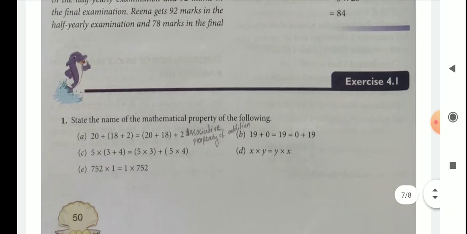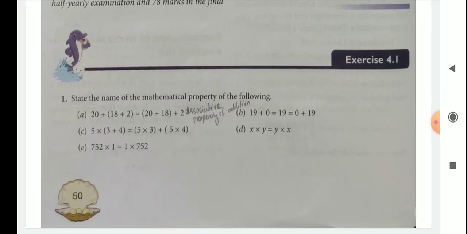Okay. Then comes to exercise 4.1. State the name of the mathematical property of the following. State, then you write what? Just you write the property. Suppose 1a, 20 plus 18 plus 2 equal to 20 plus 18 whole bracket plus 2. This will be, say that what? Associative property of addition. So like this you write other bits.